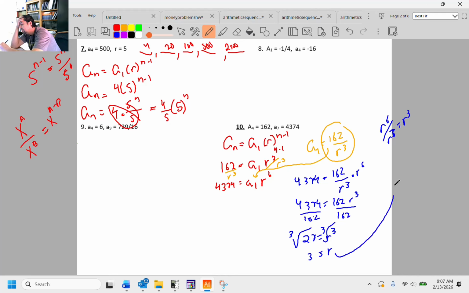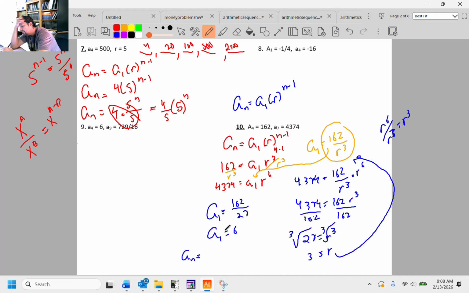I can take that and plug it right back in. This will tell me the first term is 162 over 27. And how many times does 27 go into 162? 6 times. So the first term is 6. So now I have all my pieces. I have the ratio, I have the first term. I'm plugging in again into a sub 1 times r to the n minus 1. So the nth term is 6, because the first term is 6, times 3 to the n minus 1.